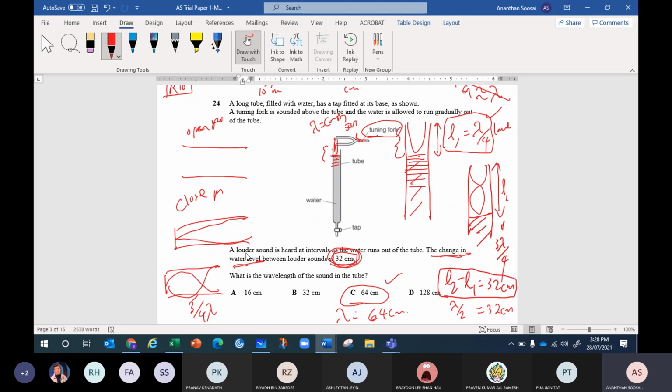So according to this question, a loud sound is heard at intervals as the water runs out of the tube. The change in the water level between two consecutive loud sounds is 32 centimeter. This is exactly the same as half wavelength. Every half wavelength you get a loud sound. So 32 centimeter is half wavelength. So what is the wavelength of the sound? Just times 2, 64 cm.